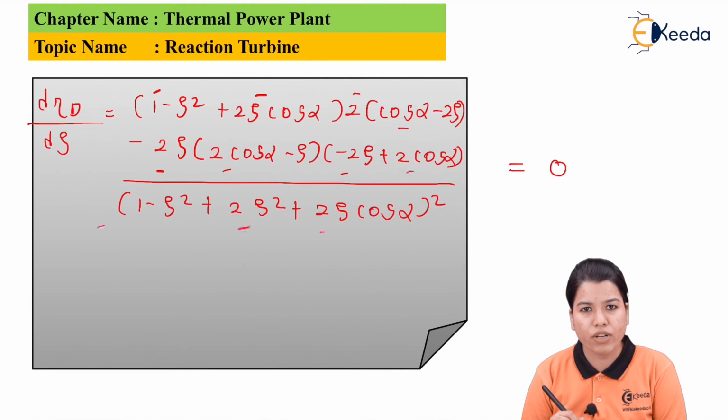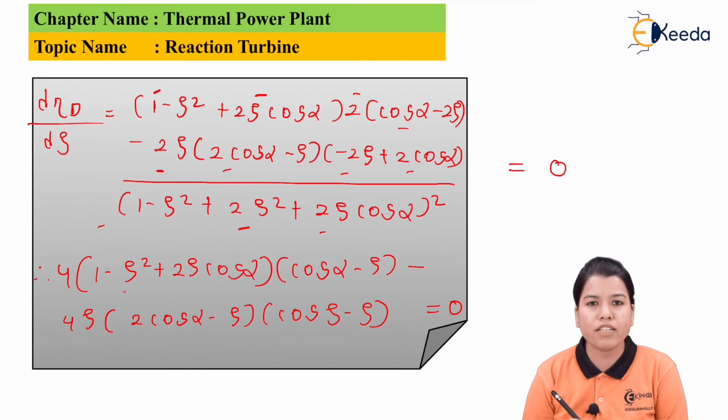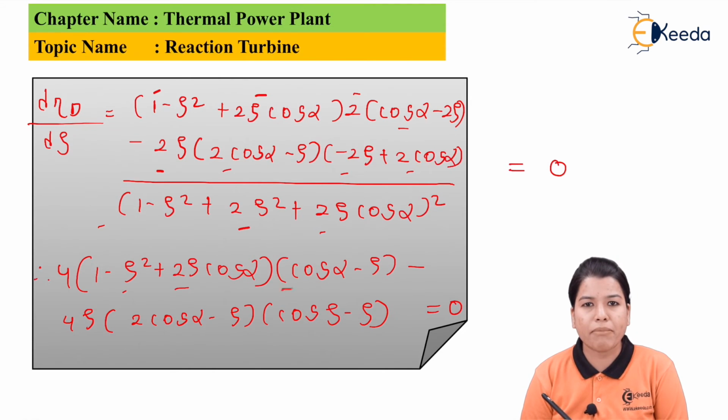Further simplifying this equation, we get 4 multiplied by (1 minus rho square plus 2 rho cos alpha) multiplied by (cos alpha minus rho) minus 4 rho multiplied by (2 cos alpha minus rho) multiplied by (cos alpha minus rho) is equal to 0.